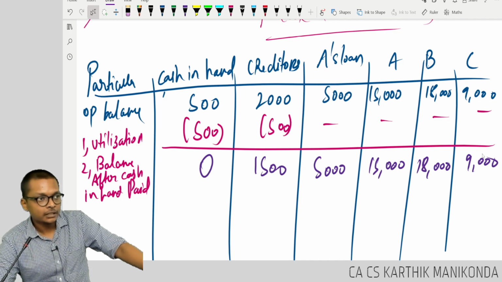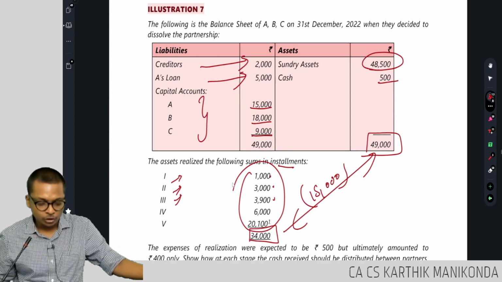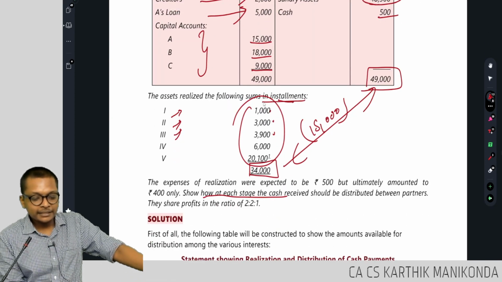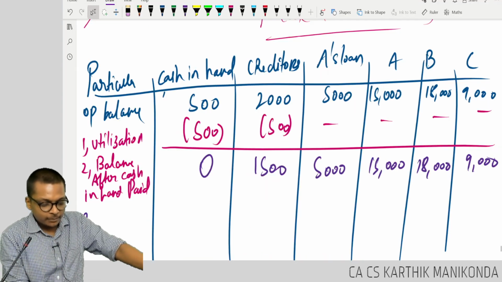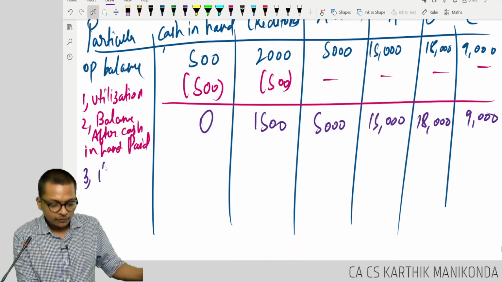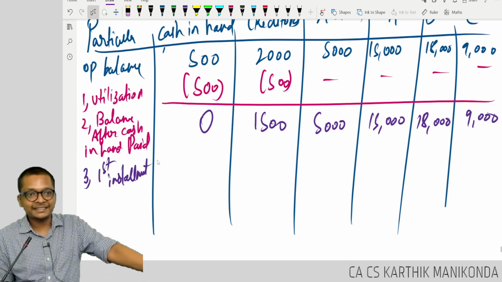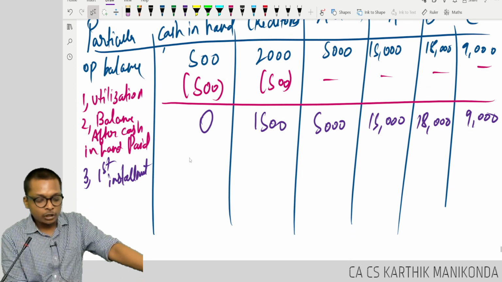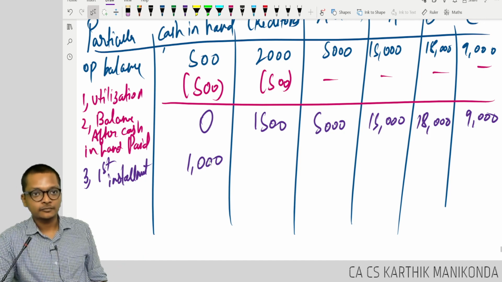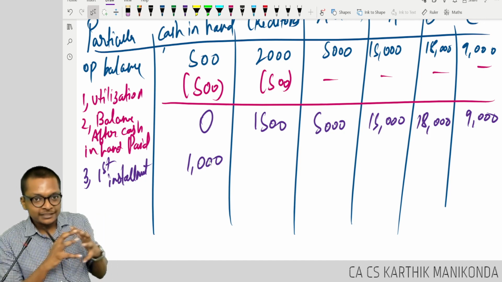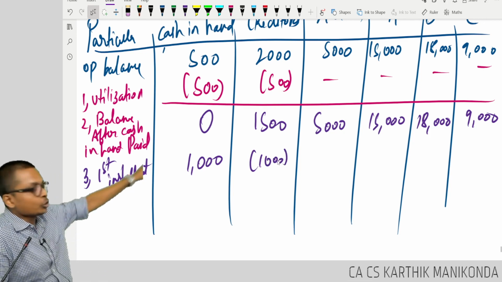Super. Next, quickly, guys. Next, what is happening? In the question they told there is an installment. First installment how much? 1,000. So next, point number 3: first installment. How much, guys? 1,000. So in the cash in hand column I will write again 1,000. This 1,000, who will take? Creditors. So I am trying to mix two columns. I am writing here itself minus 1,000. Are you following? This cash is given to creditors.